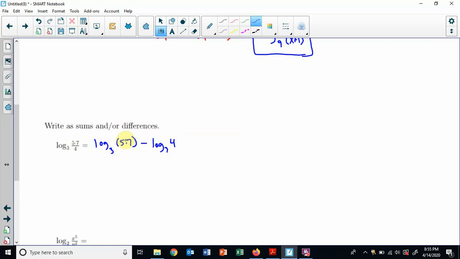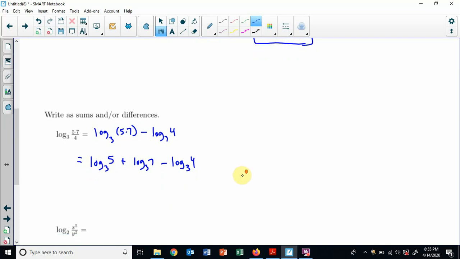Now can I break this part up? And the answer is yeah, that's a multiplication. So that'll break up into log base 3 of 5 plus log base 3 of 7. Now don't forget to bring down the minus log base 3 of 4. So I can rip apart these logs as well. Sometimes that serves a pretty nice purpose for us, you'll see later in this chapter.